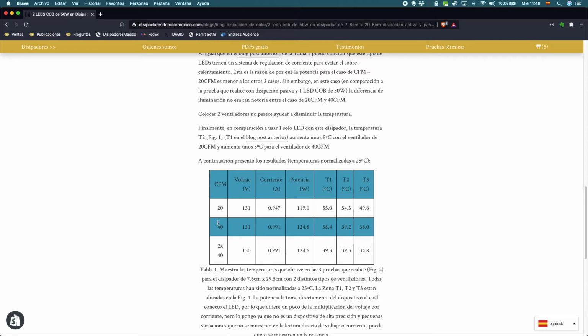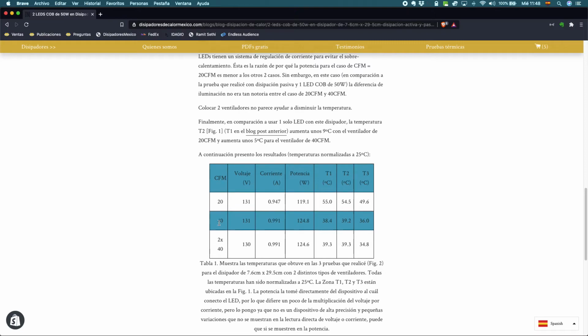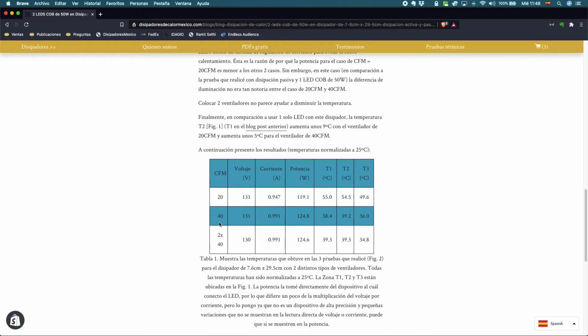So, in summary, the minimum condition that I can recommend to my clients for this configuration, which is two COB LEDs on a 7.6 centimeter wide heatsink with a length of 29.5 centimeters, is using a 40 CFM fan.